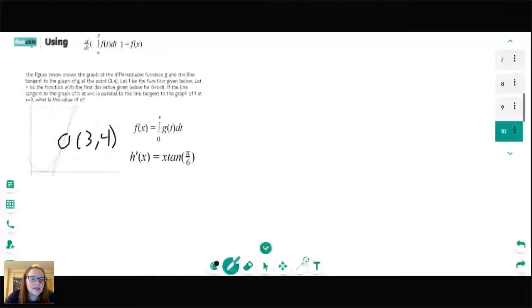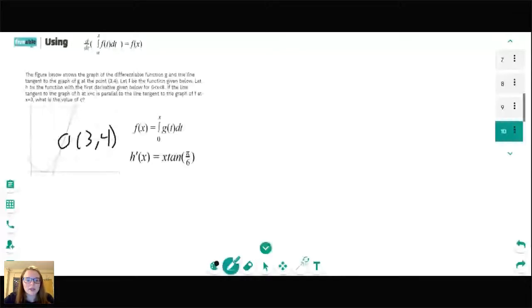If the line tangent to the graph of h at x equals c is parallel to the line tangent to the graph of f at x equals 3, what is the value of c? All right. Where to start? Any suggestions on where we should start?